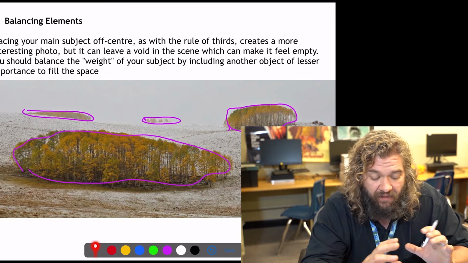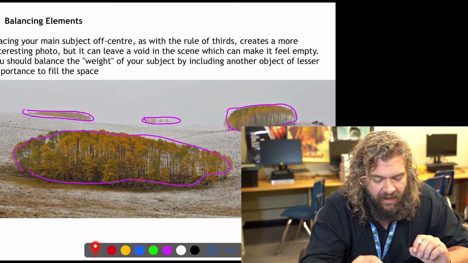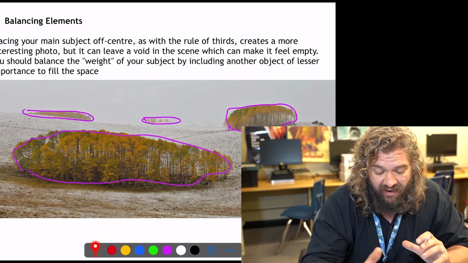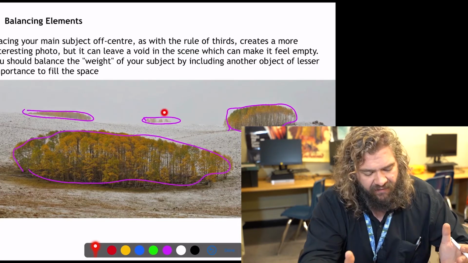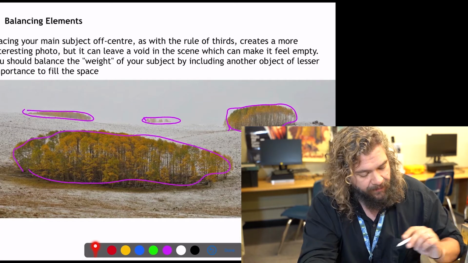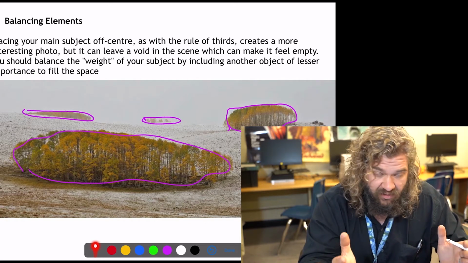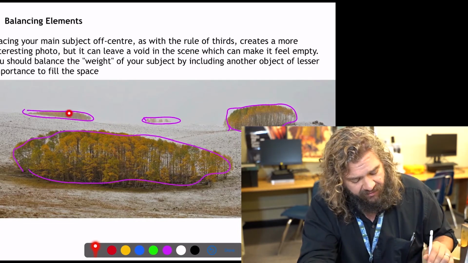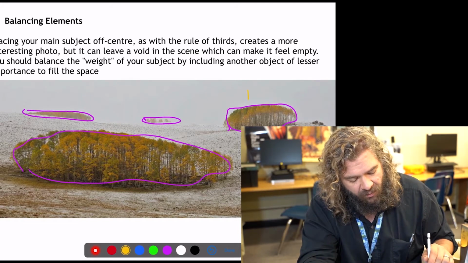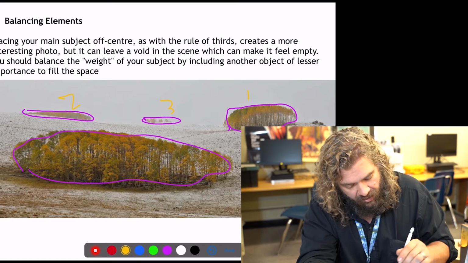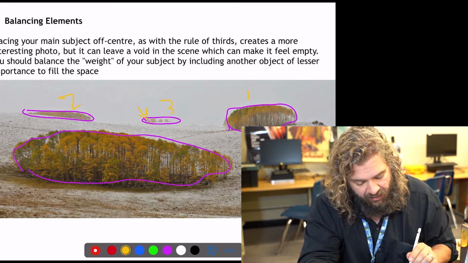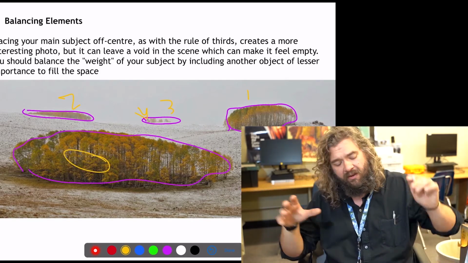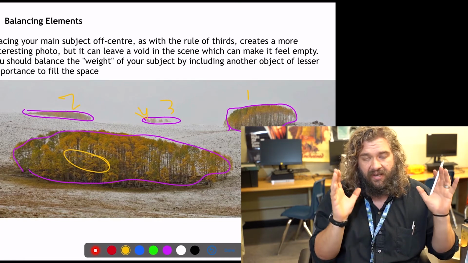Placing your main subject off center, so notice they're using the rule of thirds, as the rule of thirds would suggest, creates a more interesting photo, but it can leave a void in the scene, making it feel empty. This is potentially empty here. You should balance the visual weight of your picture by including other subject matter of less importance. So this is the most important cluster of trees. And then we've got cluster one, two, and three. Notice how small three is. Those little tiny elements help prevent it from being empty, while the main element right here is off center.